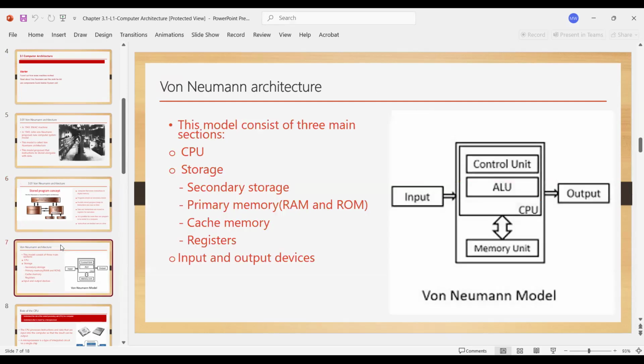the John von Neumann model consists of these areas, right? First of all, it says that you must have a CPU. CPU stands for Central Processing Unit. At the same time, it must have storage as well. Now, when it comes to storage, you have four types of storage, and all of them have different functions and functionalities.